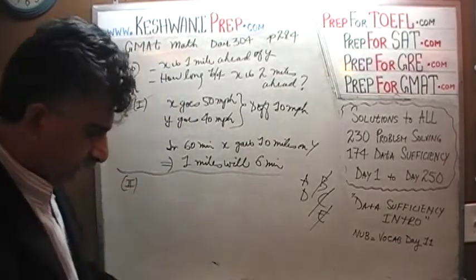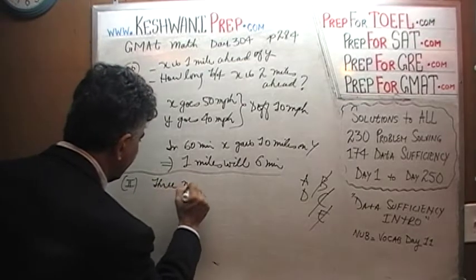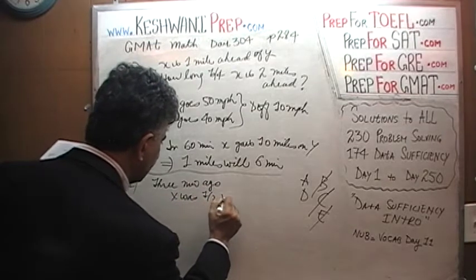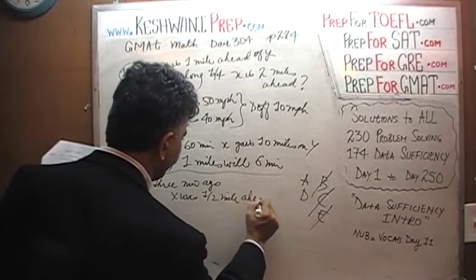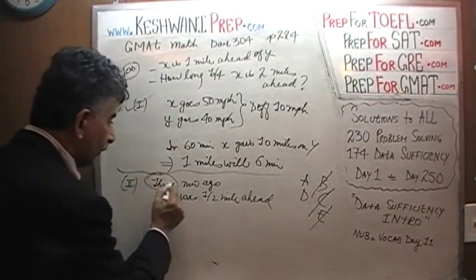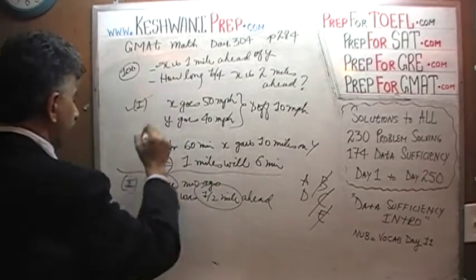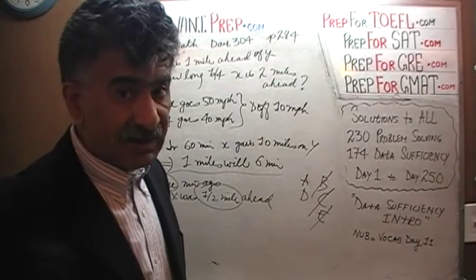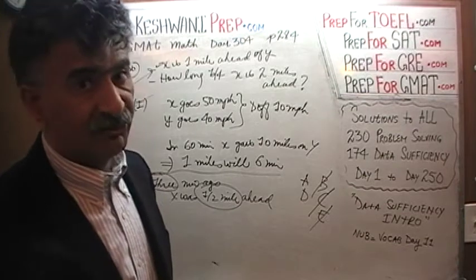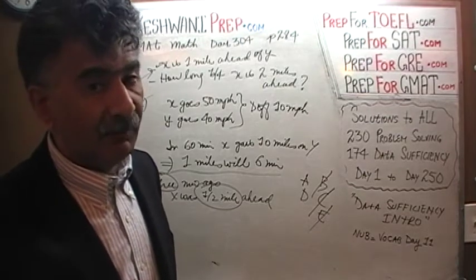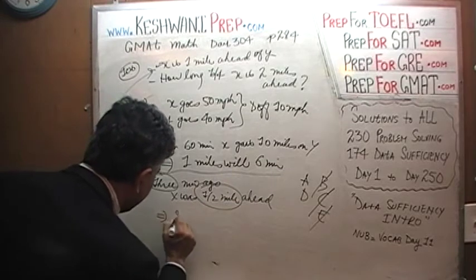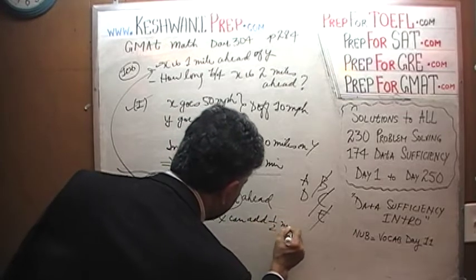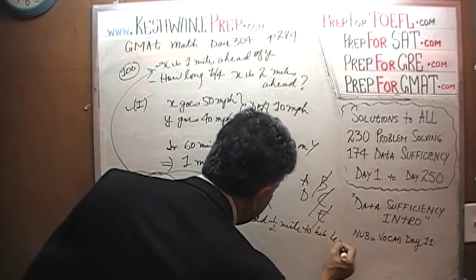The second statement tells us that 3 minutes ago, X was half a mile ahead. If three minutes ago he was half a mile ahead, and now he's 1 mile ahead, well, if he's 1 mile ahead of Y now, and 3 minutes ago he was only half a mile ahead, which tells us that in 3 minutes, X can add half a mile to his lead.